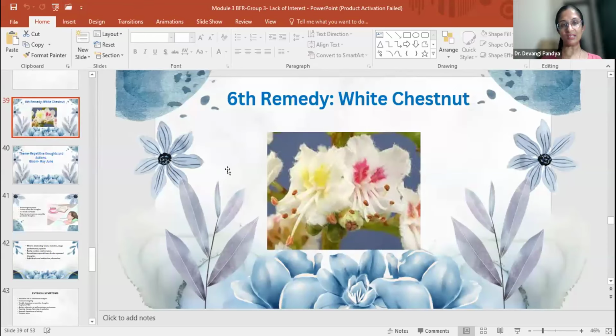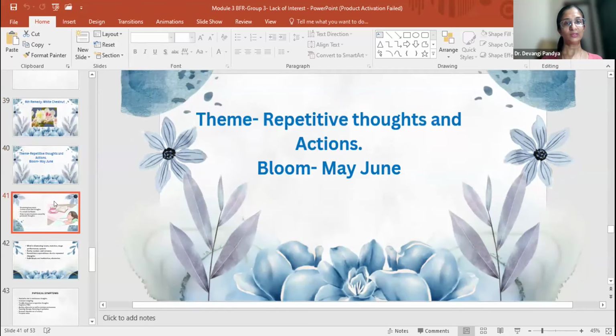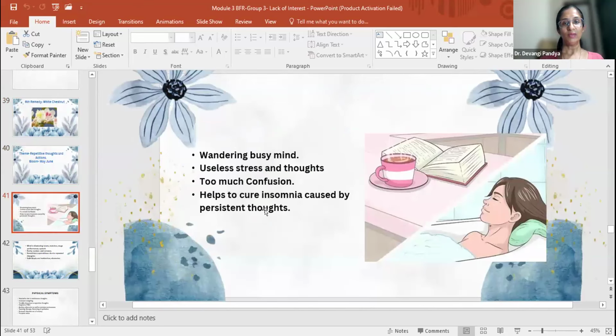So this is white chestnut, the sixth remedy of our Bach flower group, where the theme is mainly repetitive thoughts and actions. As the repetitive thoughts are persistent, there is again wandering of mind, so the mind is not steady.